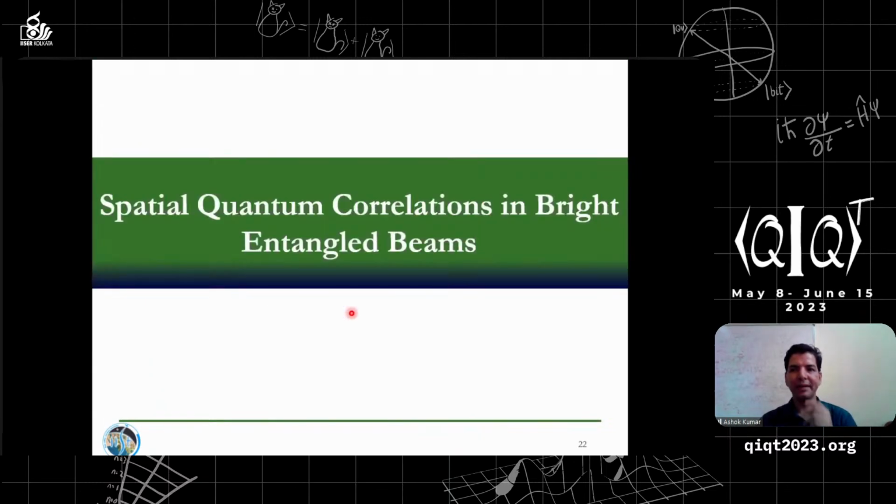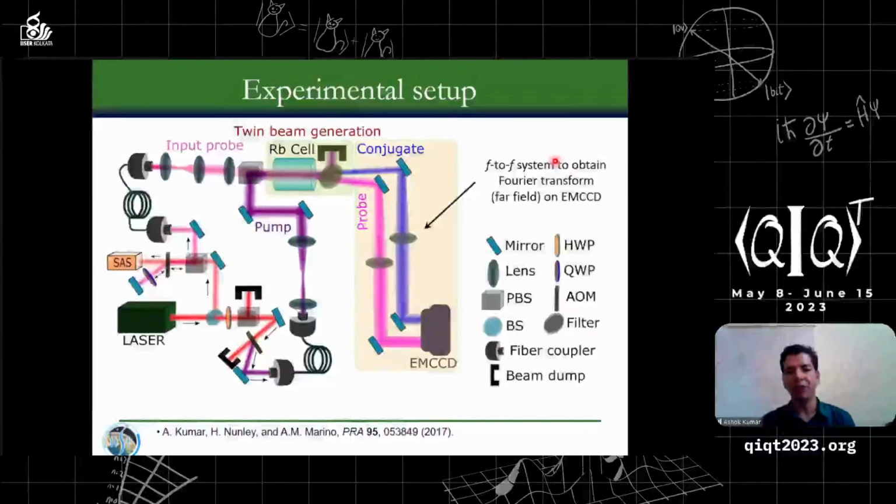Having said that, let me explain how in the lab we have measured the spatial quantum correlation of the bright beams. The experiments are similar to what the SPDC people have done. This part is for the generation of bright beams, as I discussed. We interact a pump beam and an input weak probe beam inside an atomic medium, and then generate probe and conjugate, which are bright beams.